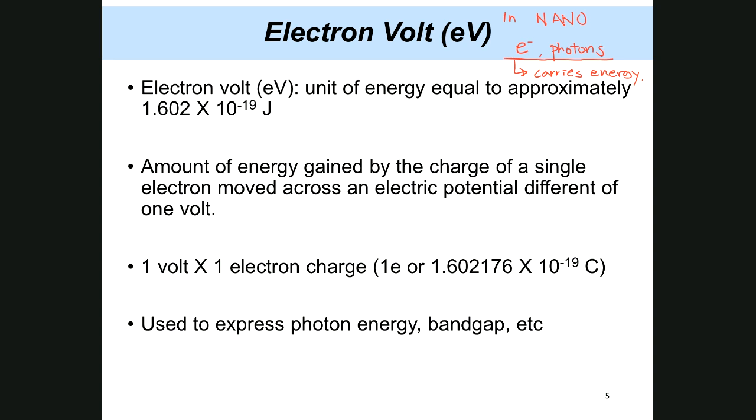And when we talk about these values, we use this concept of the electron volt. In a bulk scale, we just use volts. But in nano or in semiconductor physics, we use this terminology called the electron volt. So what is this? It is a unit of energy equal to approximately 1.602 times 10 to the minus 19 joules. So it is very, very small.